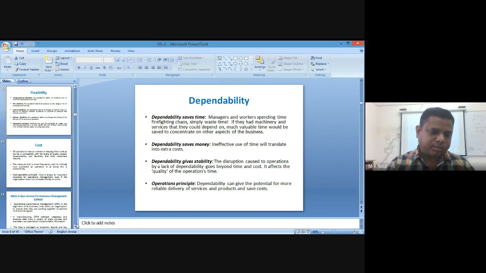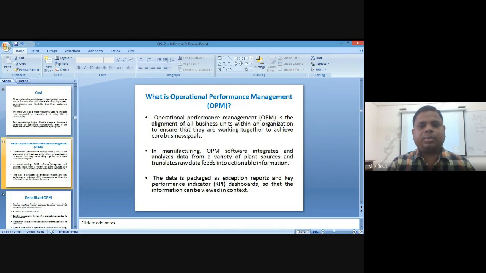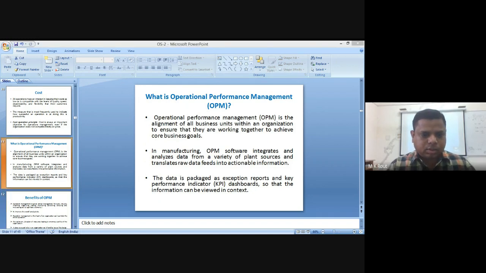Moving to the next one. The next one is operational performance management. In operational performance management, point number 1 is the alignment of all business units within the organization. So what are the different units of an organization? For example, you can tell a company name. I will give the example as far as operation performance management is concerned.